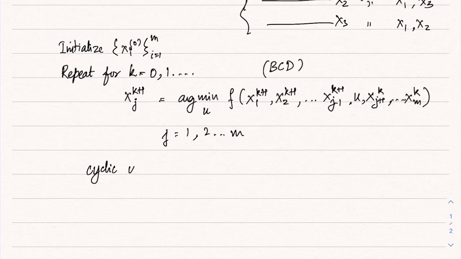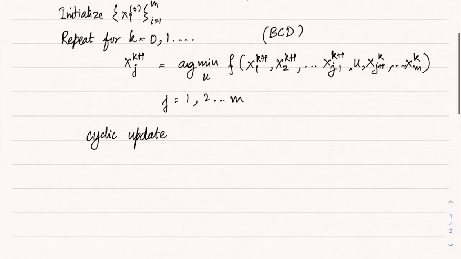So this is a cyclic update rule. Although people have also explored other kinds of update rules like random update rule, but generally any fixed order can be used. So you can select an order and then fix it, and then that can be used throughout the algorithm.